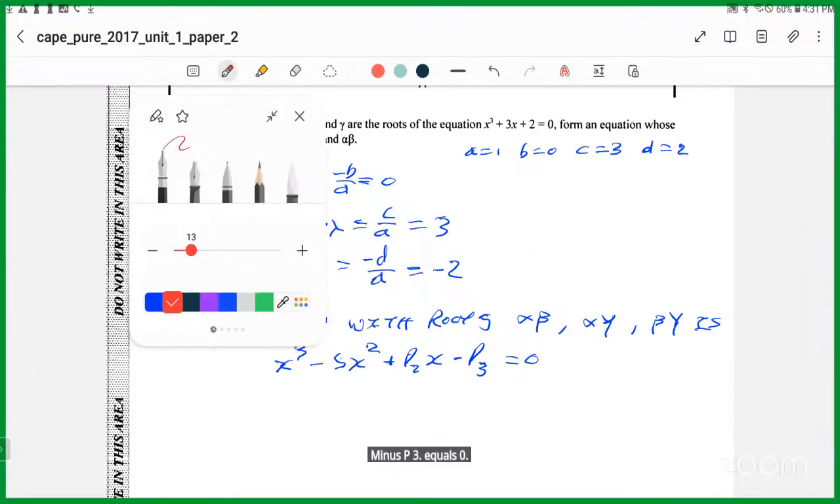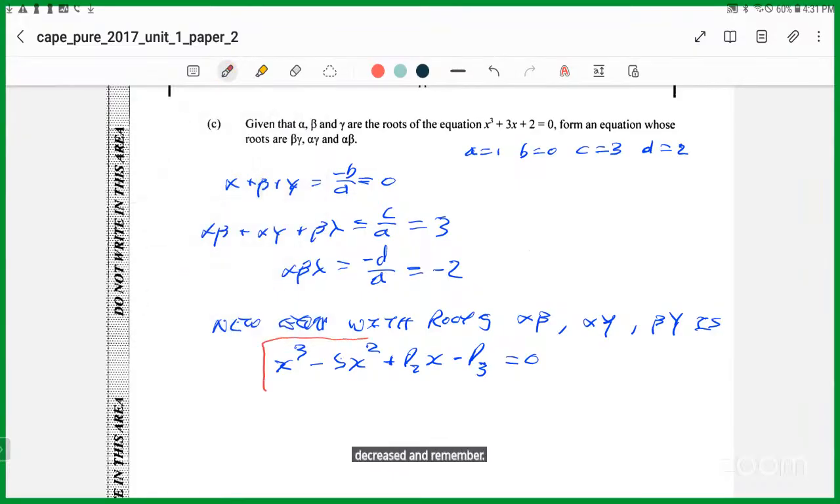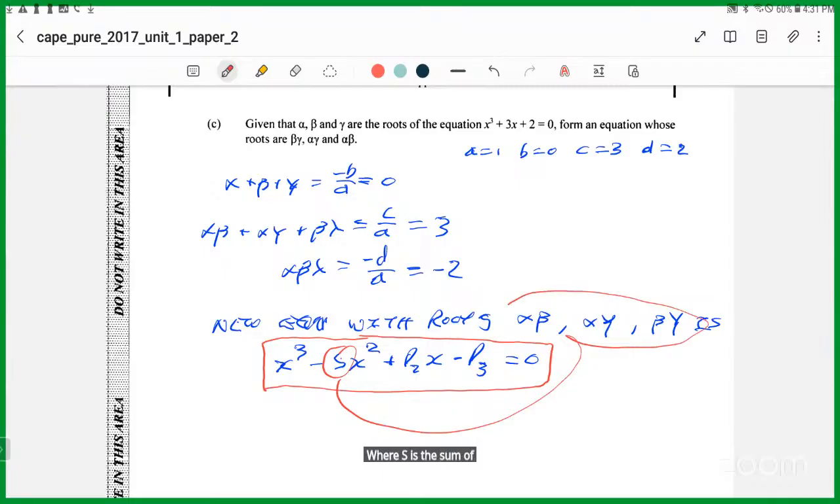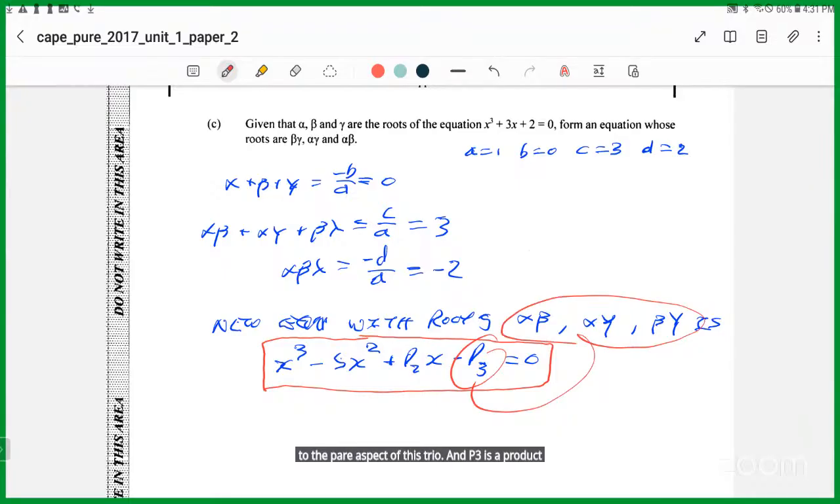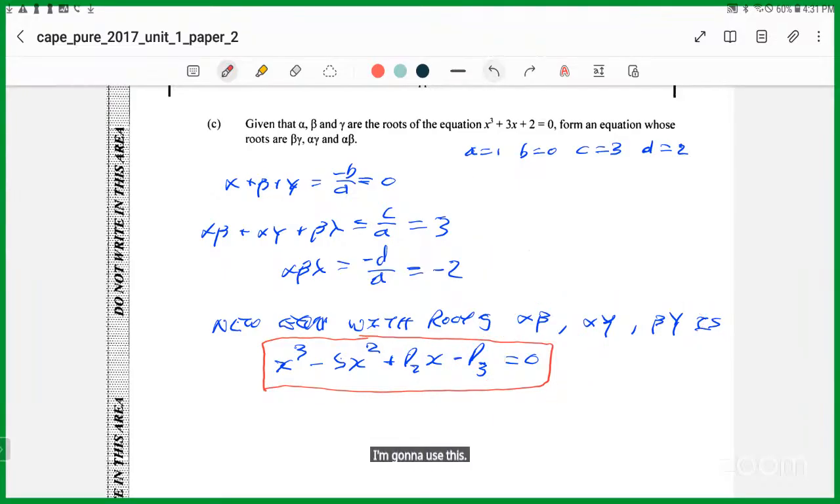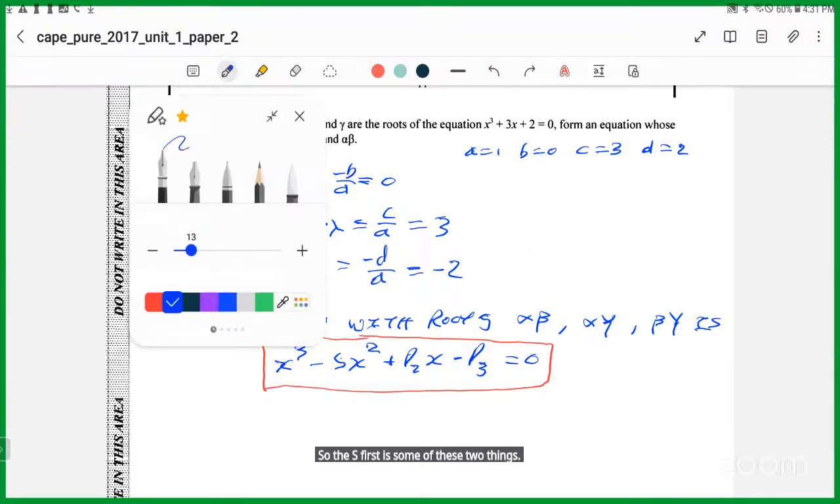A cubic equation, remember, can be written in this format, where s is the sum of these three roots, p2 is the pairwise product of these same three roots, and p3 is the product of these three roots. I'm going to use these to help us work them out. So S first is the sum of these three things.